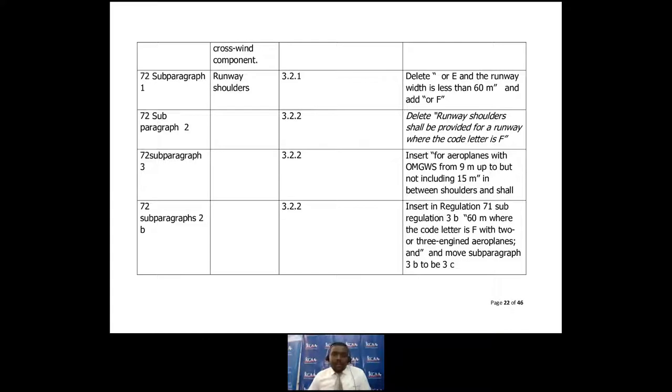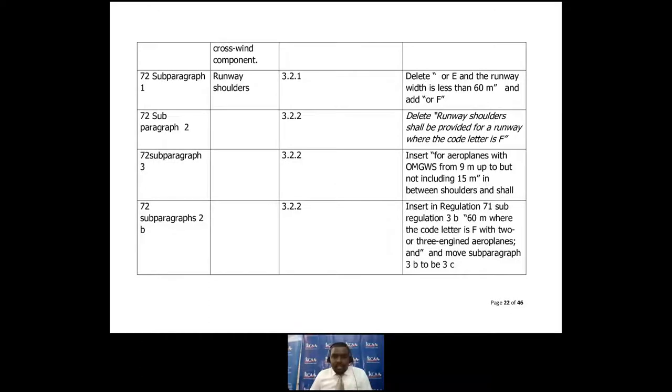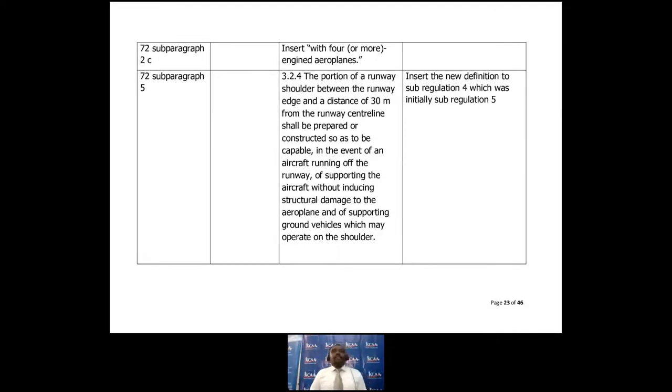And on the 72 sub-paragraph 2b, inserted in regulation 72 sub-regulation 3b, 60 meters where the code letter is F, with two or three engined aeroplane, and then move sub-paragraph 3b to 3c. So regulation 72 sub-paragraph 2c, so we have to insert the words with four or more engined aeroplane.